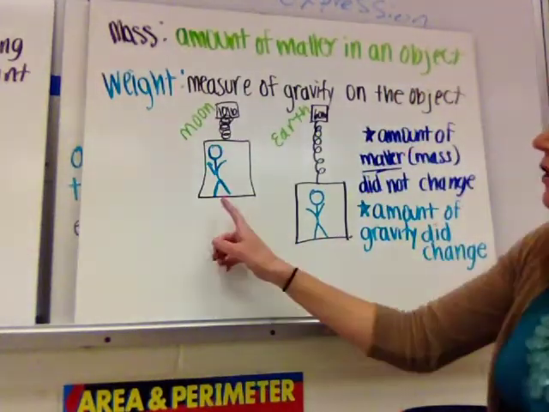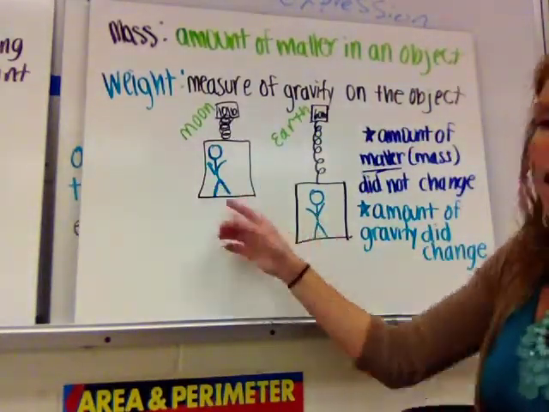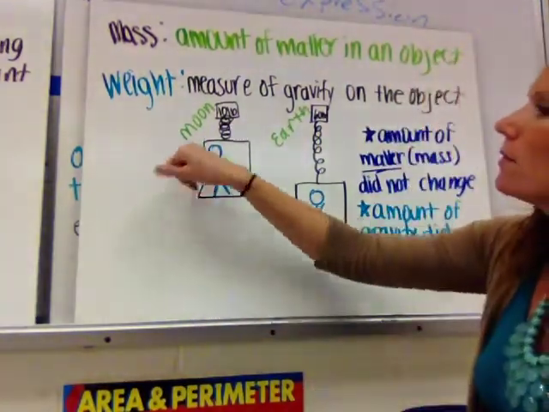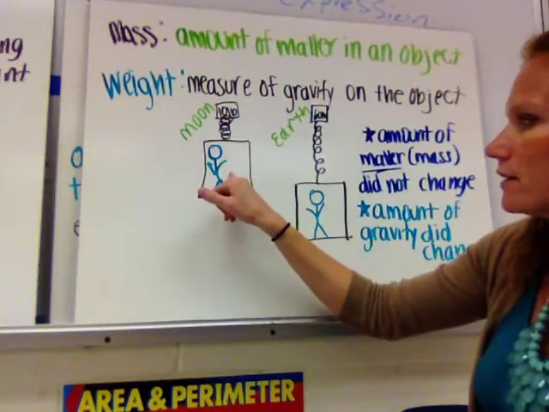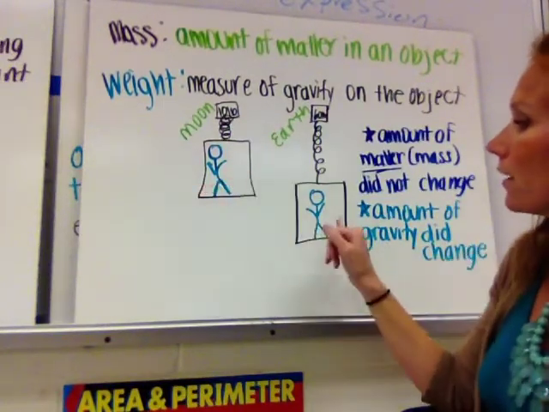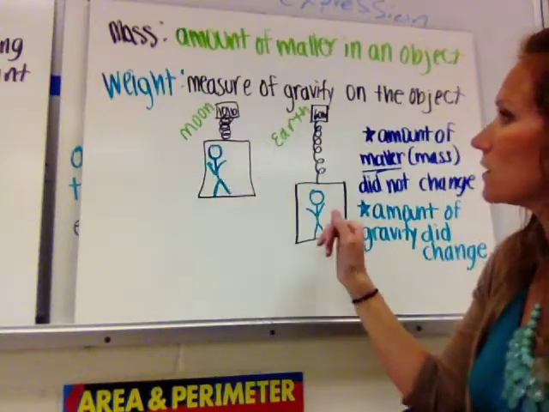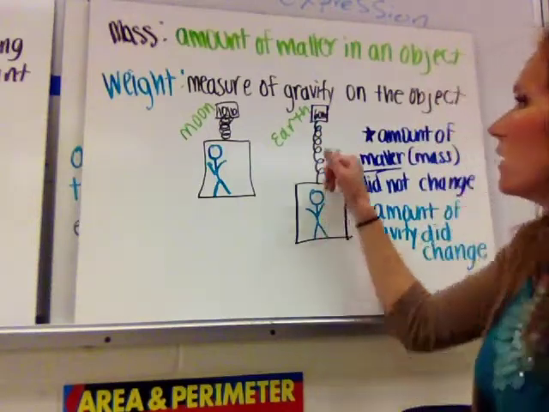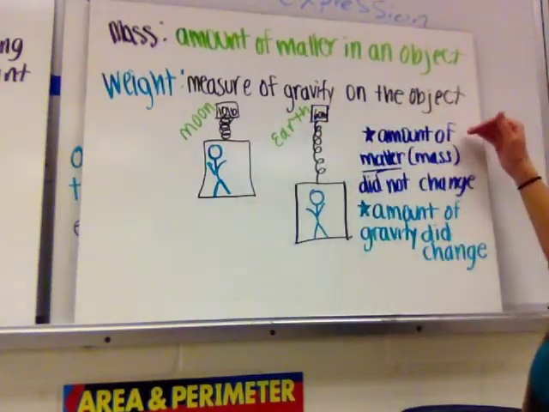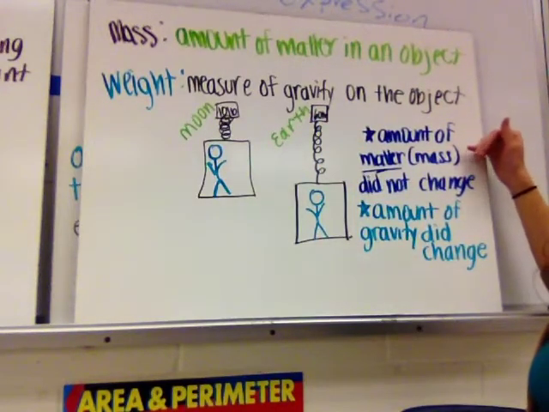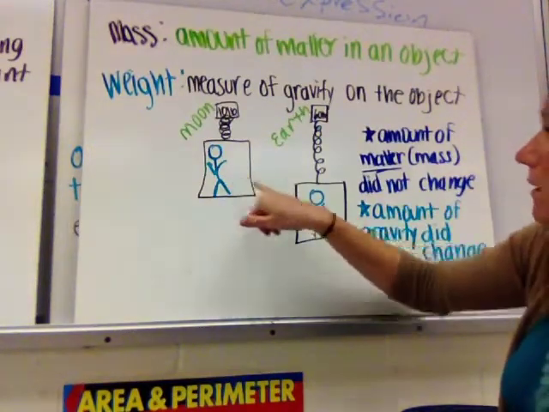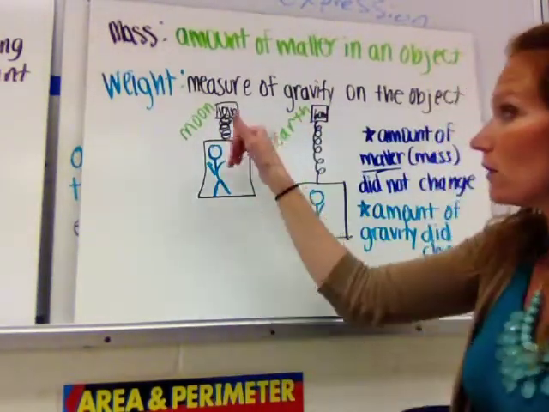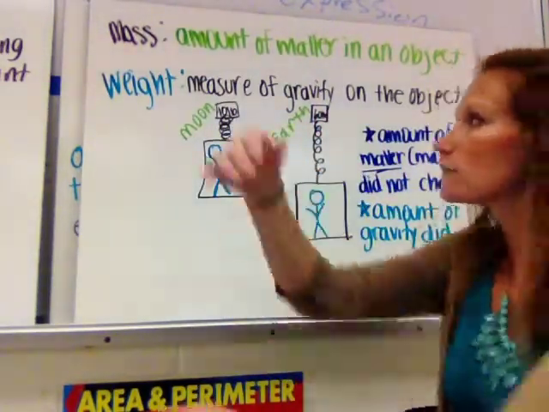So for example, you might have the same person on a spring scale, so this is gravity pulling it down, a spring scale on the moon, and it might come up that they weigh 10 pounds. They're this size. There's that much of them. On Earth, same amount of the person, but now that spring scale pulls down farther because there's more gravity, so now they might weigh 60 pounds. Again, the amount of matter, the amount of mass did not change. There's the same amount of person, but the amount of gravity, the amount of force pulling them down, pulling that spring down, did change.